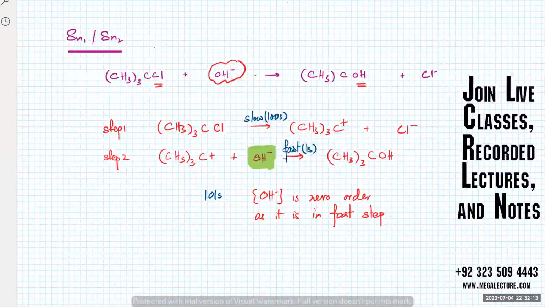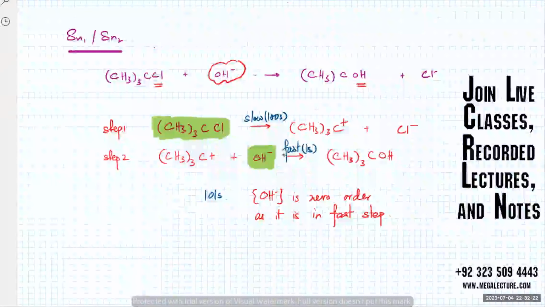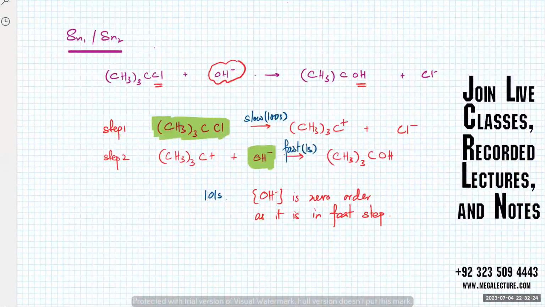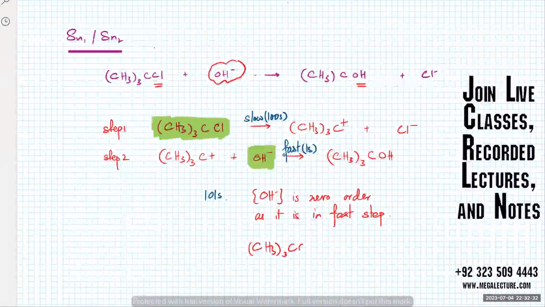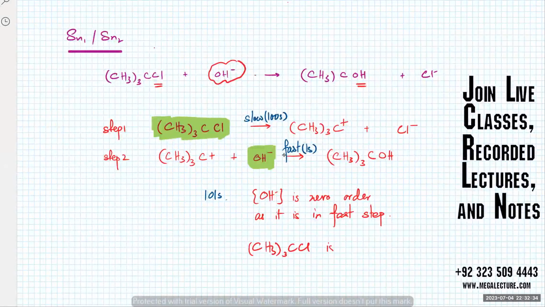Meanwhile, on the other hand, the other reactant, you get this one over here. That's your other reactant. That is first order. First order was directly proportional, that the reactant, so this one is first order. Why? Because it's in the slow step.